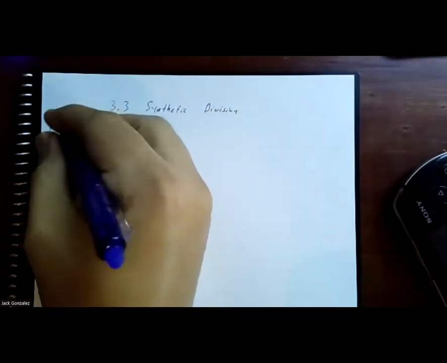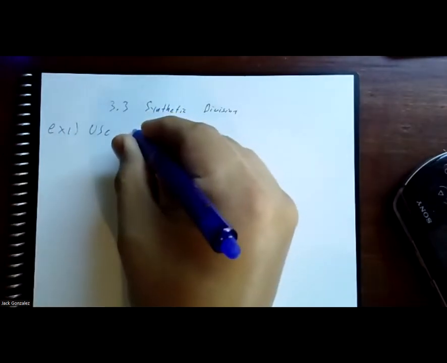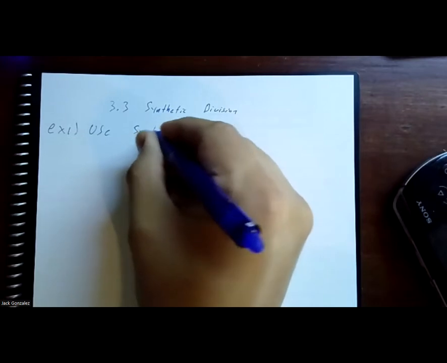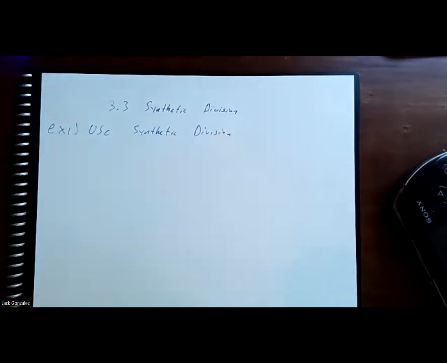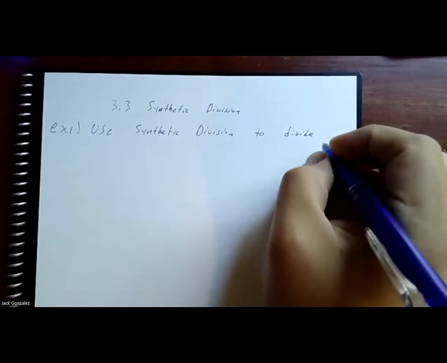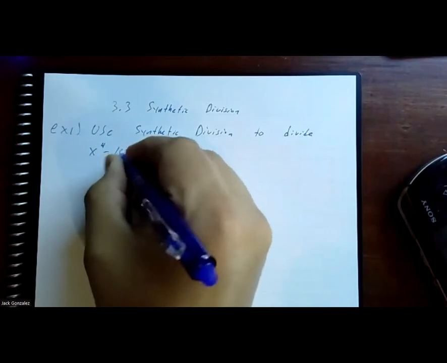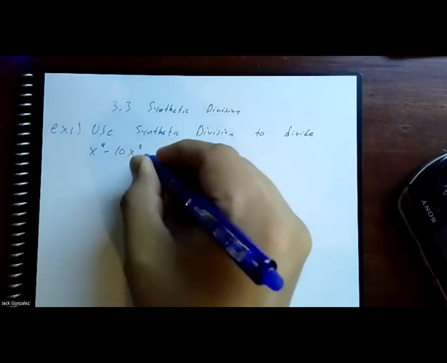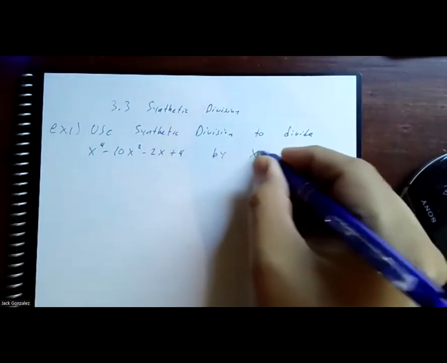So remember, you can use this or long division. Use synthetic division to divide x to the fourth minus 10x squared minus 2x plus 4 by x plus 4.